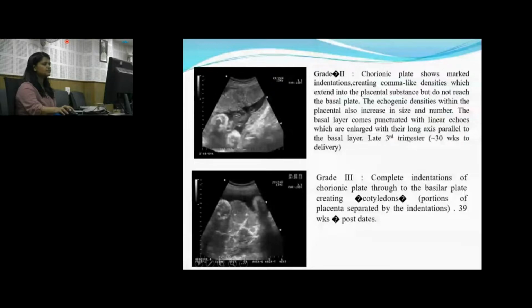The echogenic densities within the placenta also increase in size and number. The basal layer now becomes punctuated with linear echoes which are enlarged with their long axis parallel to the basal layer. It is seen in the late third trimester. Grade 3 is the completely mature placenta which is seen in postdatism or after around 39 weeks. Here the complete indentation of the chorionic plate through to the basal plate happens, which creates the cotyledon.